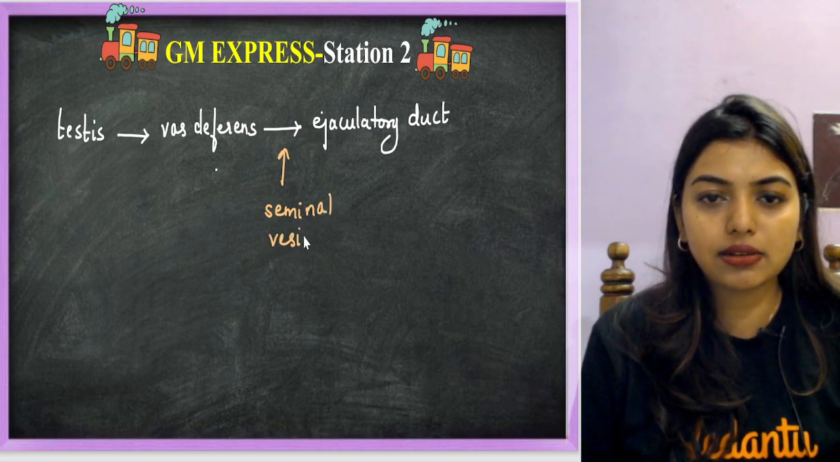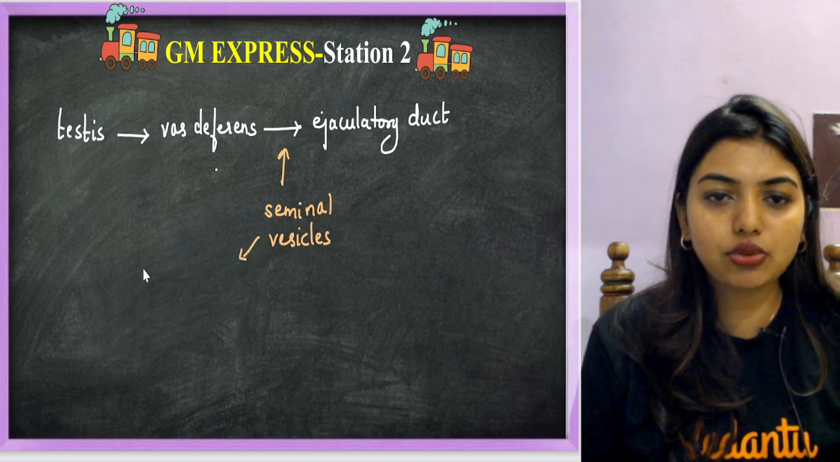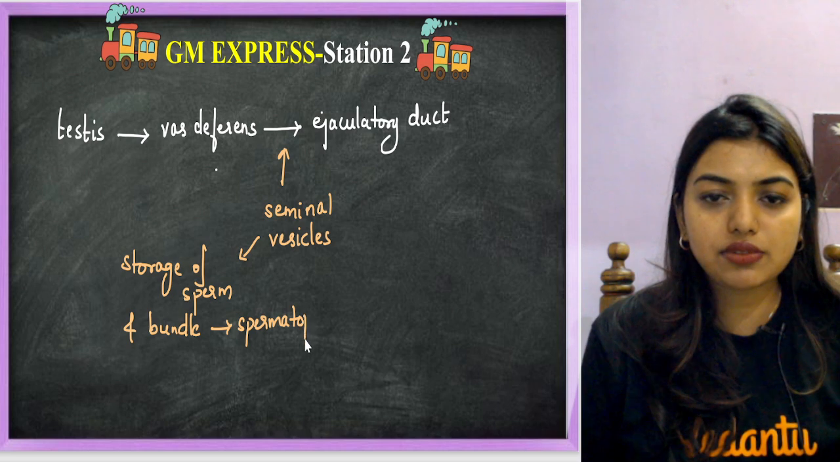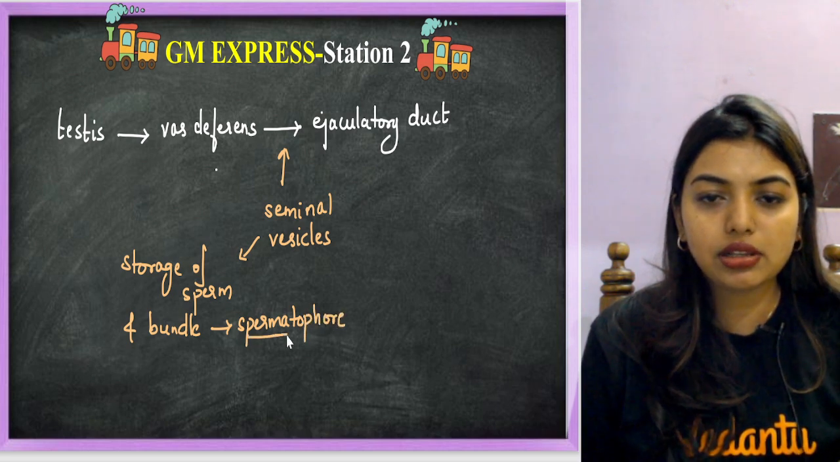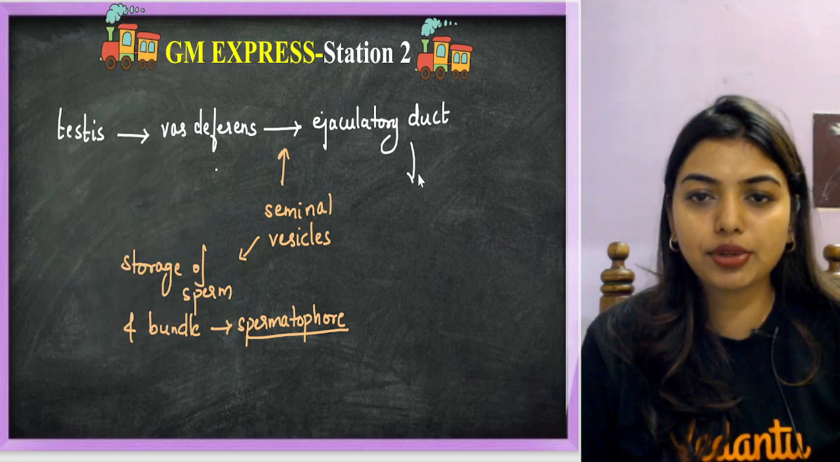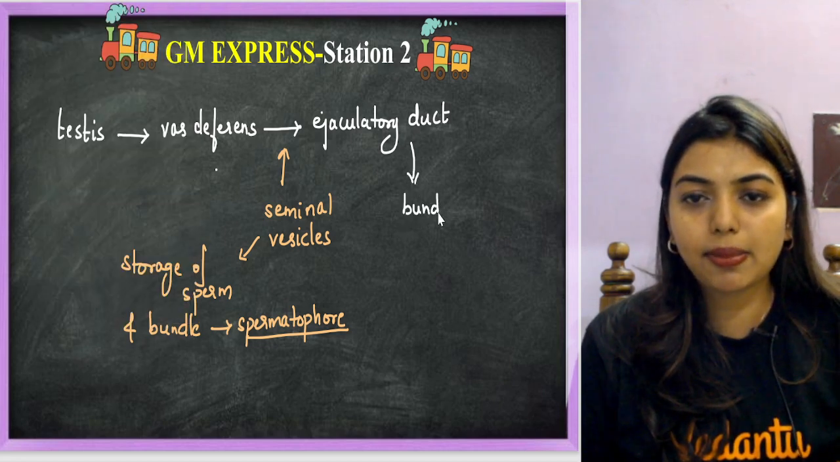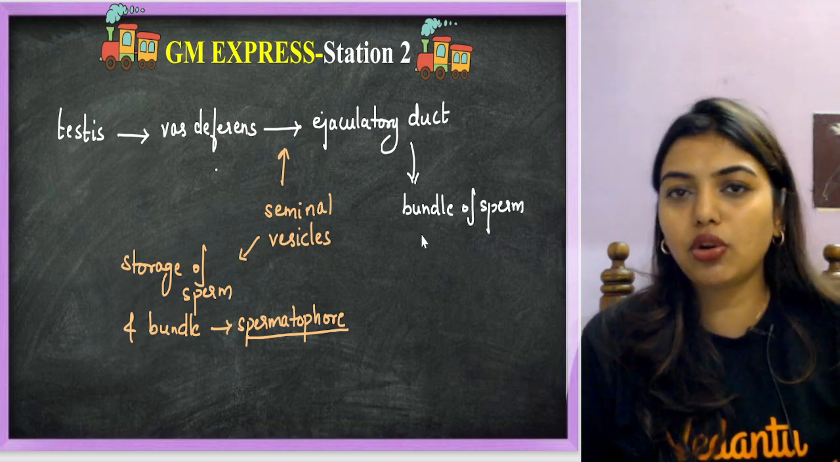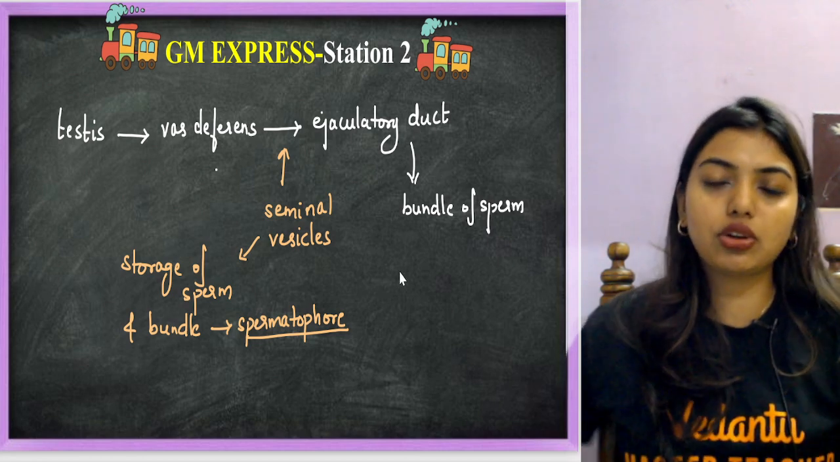Seminal vesicle. Now the seminal vesicle will do what? Storage of sperm, and also bundle formation will happen, which is called as spermatophore, which is very, very important. Now through the ejaculatory duct during copulation, the entire bundle of sperm, or packet of sperm, will go out through the anus. The bundle of sperm will go for the copulation.